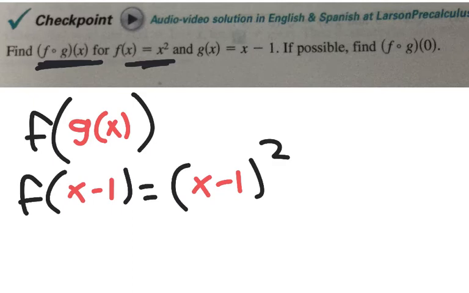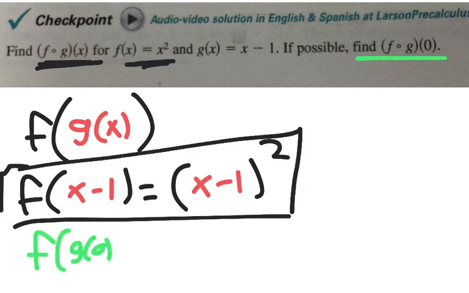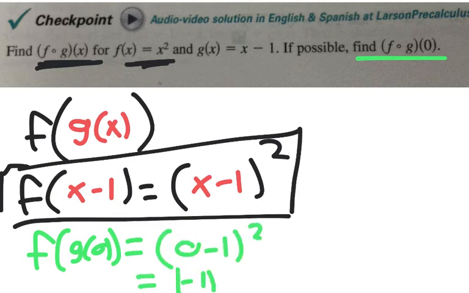And I'm good just stopping right there. You can go ahead and distribute that out, if you did x minus 1 times x minus 1, but we don't have to. I'm just going to leave it as it is. And now it tells me to find f of g of 0. So this is f of g of x here. So I'm just going to plug in 0. That's going to give me 0 minus 1 squared, which is negative 1 squared, which is positive 1.